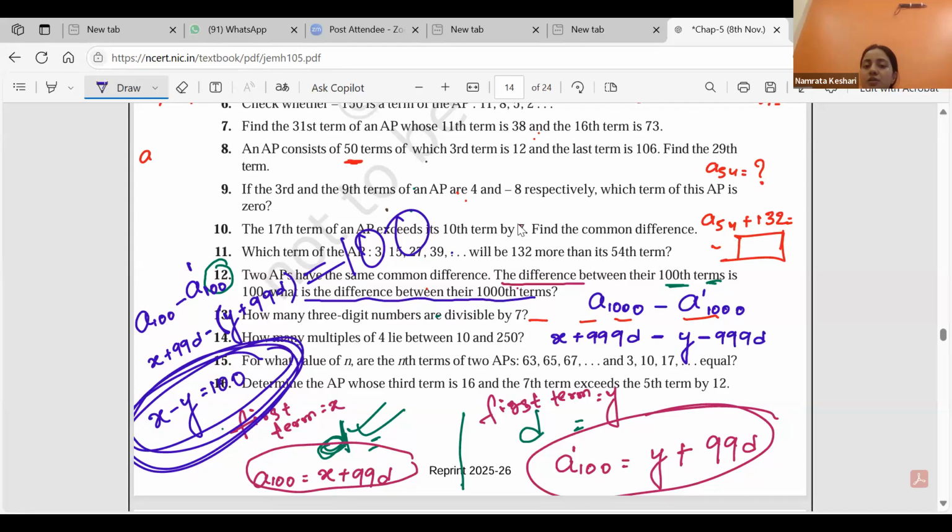This is what you are getting, this is gone, and you are just getting the difference between the 1000th term is x minus y. Value of x minus y you already have, that is 100. So you will drop the value x minus y, we know it is 100. Answer is 100. Difference between their 1000th term is 100.